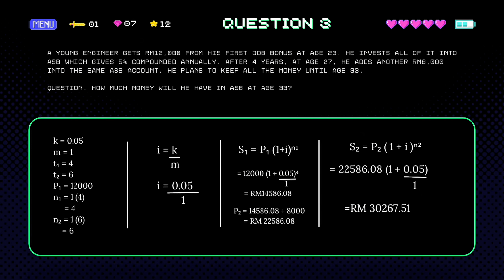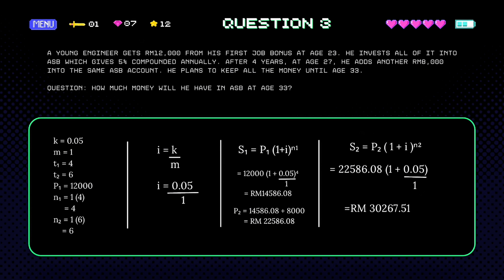For step 2, we must calculate the growth of the first 12,000 ringgit for 4 years. For this calculation, we must use the compound interest formula, which is S equals P times 1 plus I to the power of N, where P is 12,000, I is 0.05 over 1, N is 4. So we put all the numbers into the formula, and we will get 14,586.08 ringgit after 4 years.